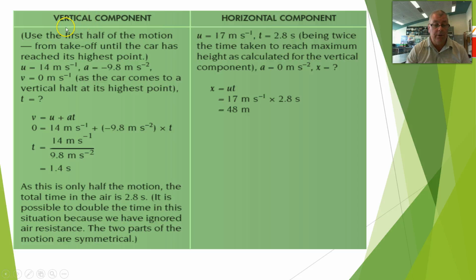So in the vertical, you look at half the flight, which is what we did, using the final velocity is 0, because that's the high point. Put it into V equals U plus AT, they get an answer of 1.4 seconds, and that's only for half the flight, so they times it by 2. That gives us the time. We can then bring that over here. We've got the time, we've got the initial velocity, we've got the acceleration. We can just use S equals ut, or we could have used the equations of motion, and we would have got the same answer.